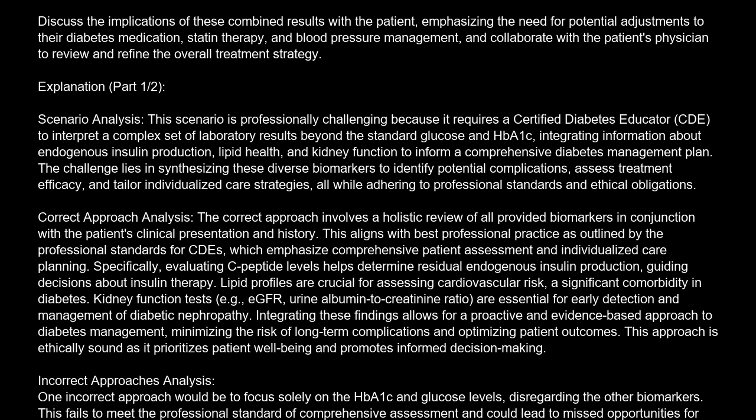Kidney function tests, e.g., eGFR, urine albumin to creatinine ratio, are essential for early detection and management of diabetic nephropathy. Integrating these findings allows for a proactive and evidence-based approach to diabetes management, minimizing the risk of long-term complications and optimizing patient outcomes. This approach is ethically sound as it prioritizes patient well-being and promotes informed decision-making.